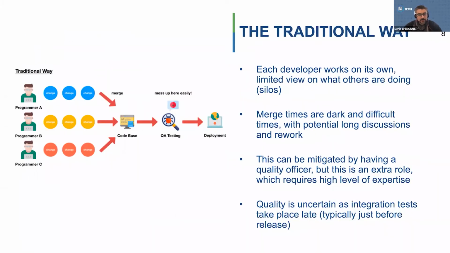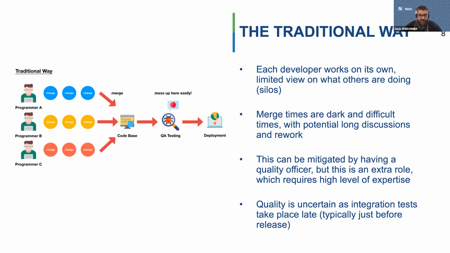Maybe to explain a bit more on the traditional way of working. Here in this example, we see there are different developers. They each work on their features and, I would say, on their side. Typically they would have a limited view on what others are doing because they work, they change, and the merge happens only after everything is ready. And those merge times can be really difficult, potentially with a lot of discussions and rework because of conflicts, because of new issues popping up.